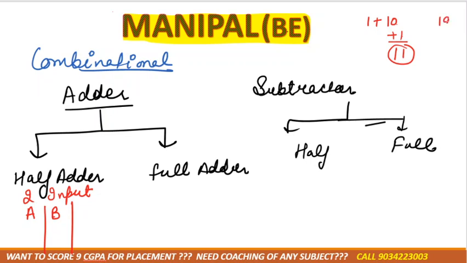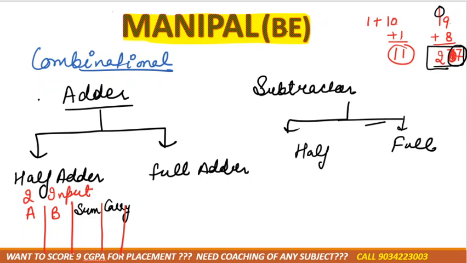Suppose I add 19 plus 8. So 8 plus 9 is how much? 17. So 1 will be the carry, right? So that would be 27. So in the output, we'll get sum and we'll get carry, right? Like this 1 is the carry and 27 is the whole sum. Got it?